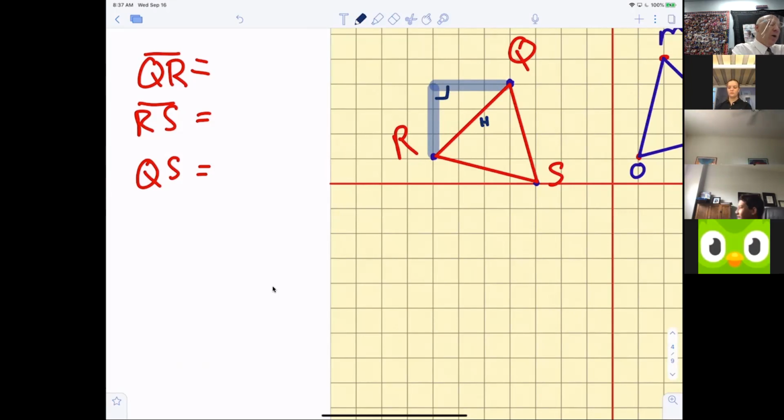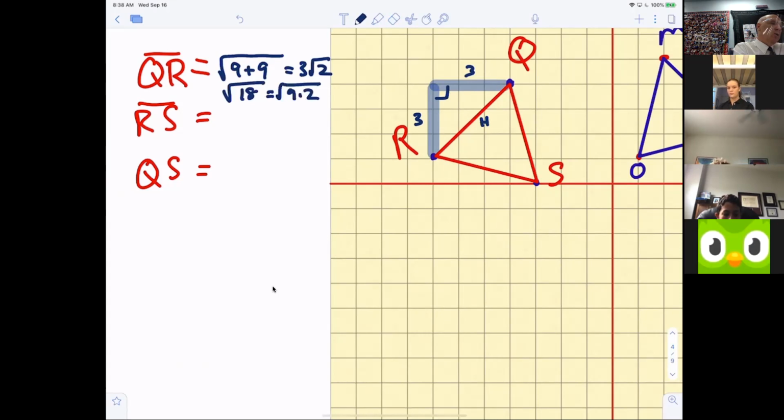Okay? So I want everybody to look at this and say, that's 3 and that's 3. Does everybody agree with that? Right? So what's 3 squared? 9. What's 3 squared? 9 plus 9. And that breaks down to 3 radical 2. Right? Now, come on, guys. Now, you can tell me, how did you get 3 radical 2, right? 18 breaks down. Remember, the square root of 18 breaks down to the square root of 9 times 2. And then the square root of 9 is what?